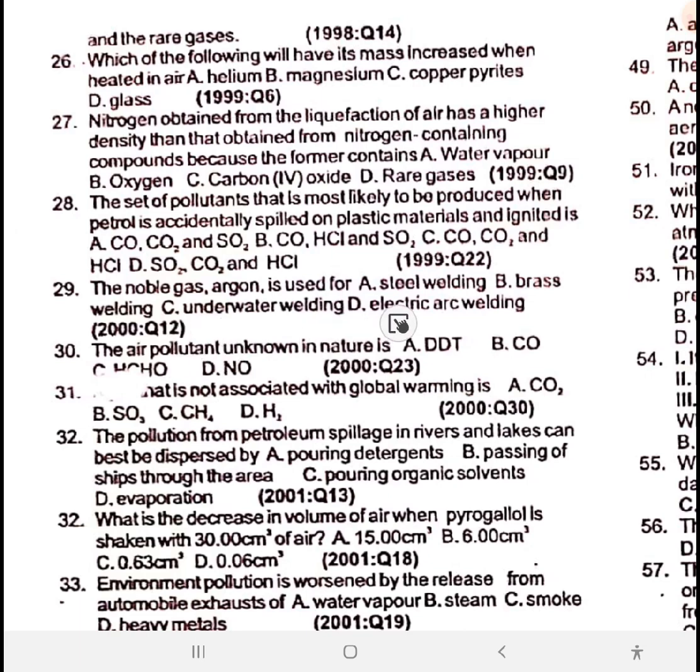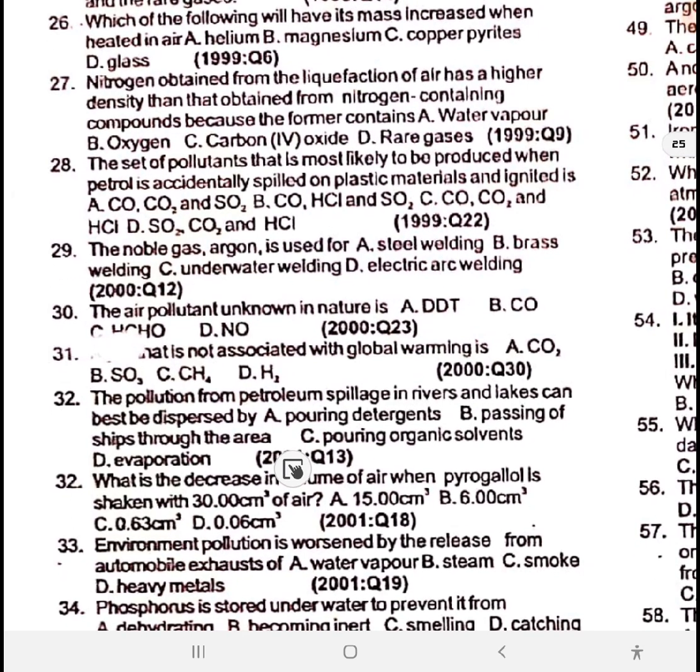So 29, you could see it, electric arc welding, option D. That's what they use argon for. 30. The air pollutant unknown in nature is DDT, option A, meaning it's introduced, it's artificial. That's why they say it is unknown in nature. So the artificial air pollutant is DDT. You understand now? 31. The gas that is not associated with global warming, option D.